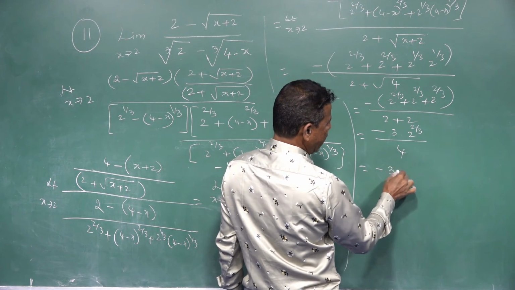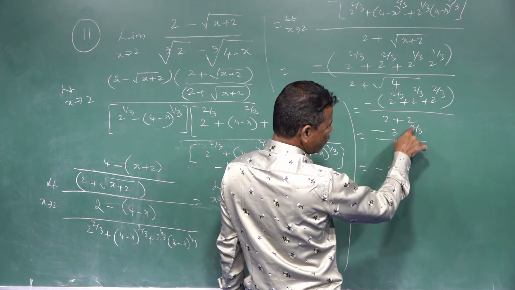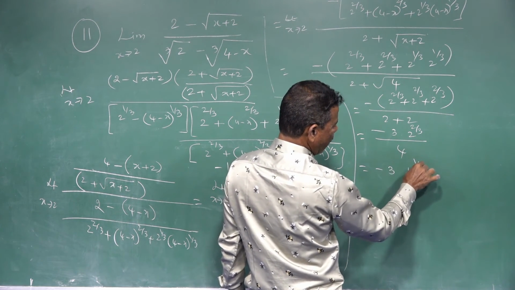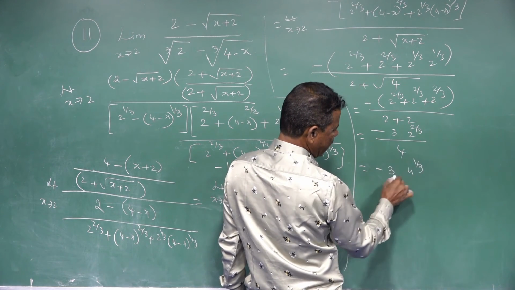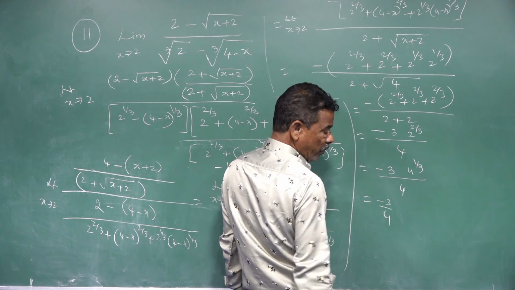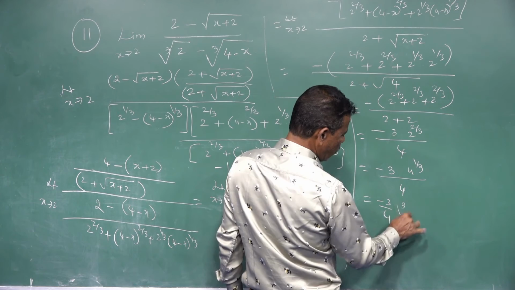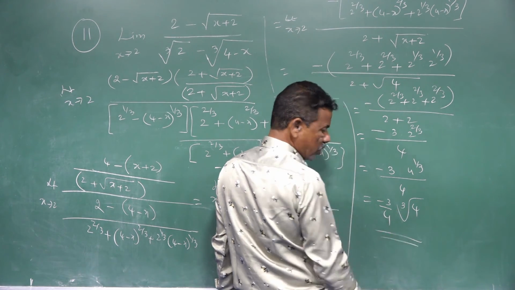This means minus 3 times 2 square power 1 by 3. So 2 square means 4, 4 power 1 by 3, divided by 4. So minus 3 by 4, where 4 power 1 by 3 means the cube root of 4. Minus 3 cube root of 4 by 4 is the final answer.